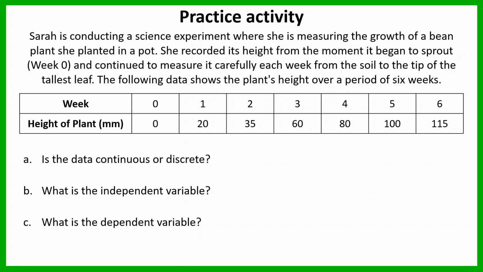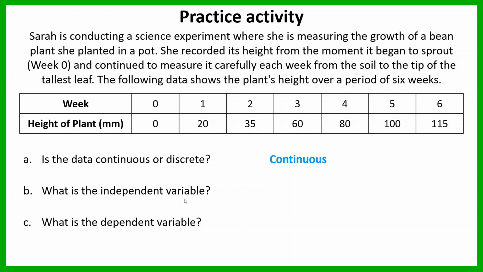Okay, so you should have found that the data over here is continuous. It's continuous because we measure the height of the plant, and we also are able to measure the time. And you could take a reading in between 0 and 1. You could find out how tall the plant was at half a week and so on. Okay, so this is continuous data.